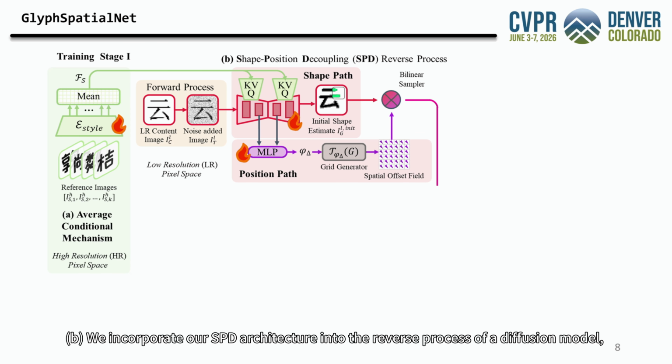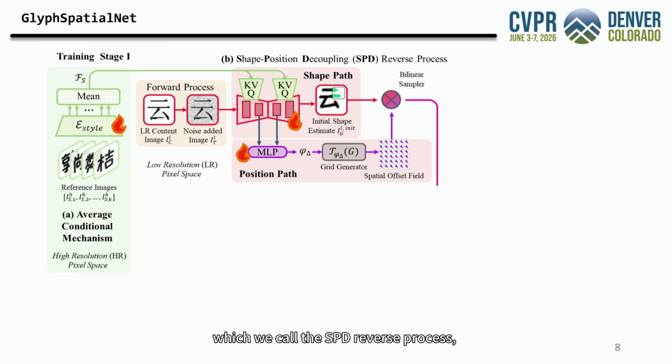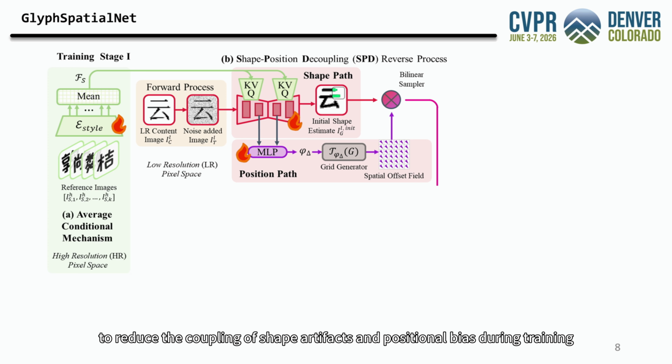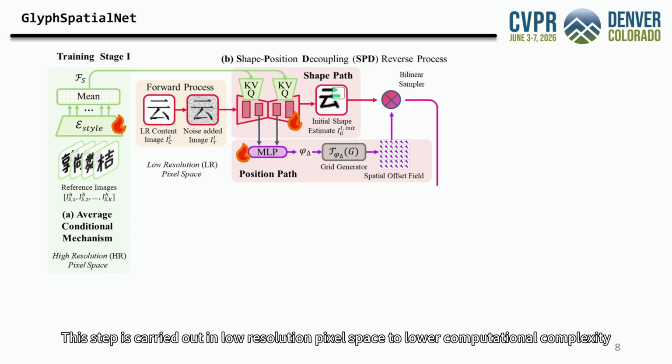B. We incorporate our SPD architecture into the reverse process of a diffusion model, which we call the SPD reverse process, to reduce the coupling of shape artifacts and positional bias during training. This step is carried out in low-resolution pixel space to lower computational complexity.